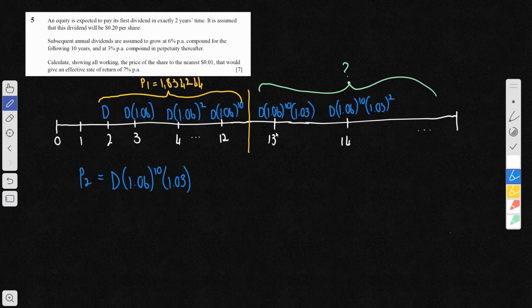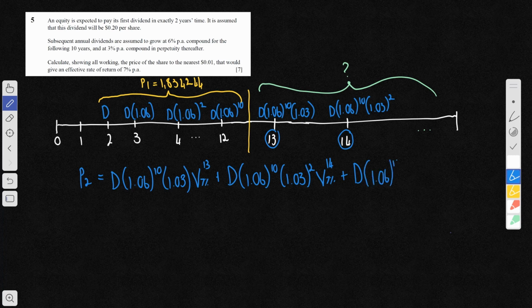Now this cash flow happens at time 13, so I need to discount for 13 years. The second payment is the initial dividend times 1.06 to the power 10, so adding 10 years of growth, and then we have 2 years of growth at 3%. We need to discount this value from time 14 to time 0, so that is discounting for 14 years at an annual rate of 7%. These terms will just continue, and I'm sure by now you can see the pattern.